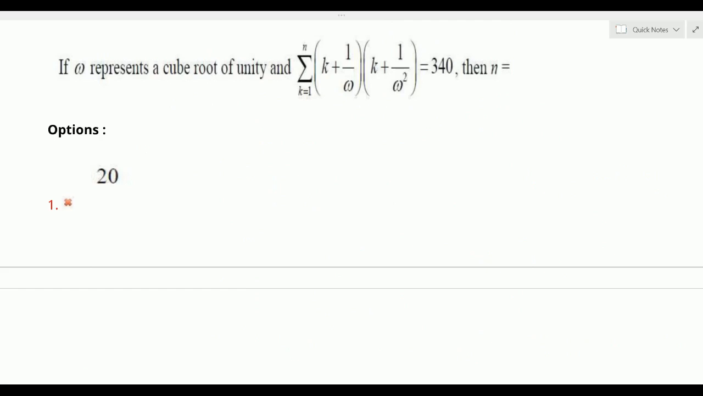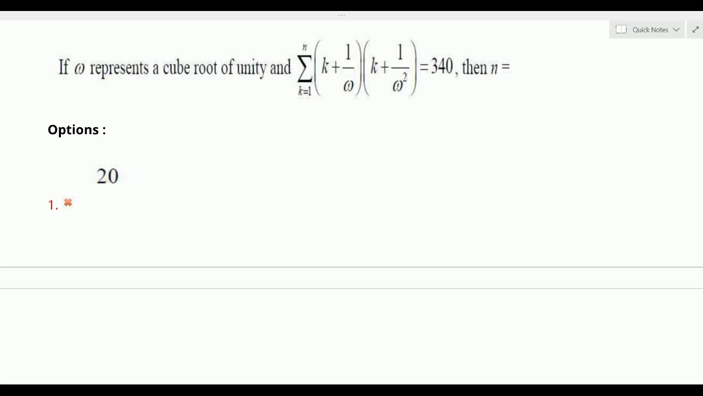Yes, this is the next question. What is given? If omega represents the cube roots of unity and sigma (k plus 1 by omega)(k plus 1 by omega square), where k varies from 1 to n, is given as 340. Then we want the n value.